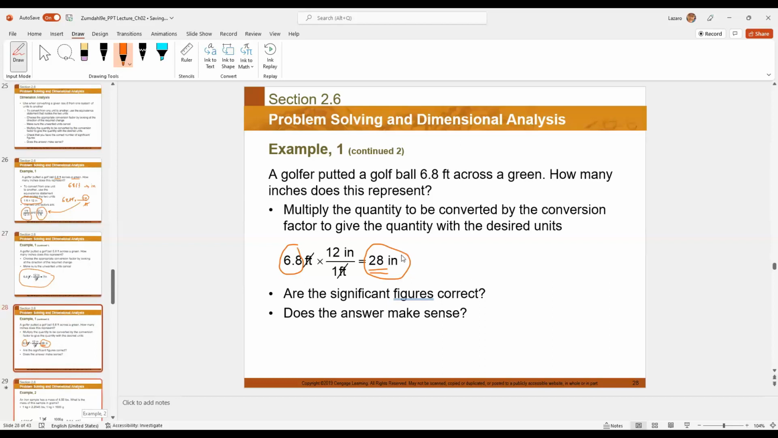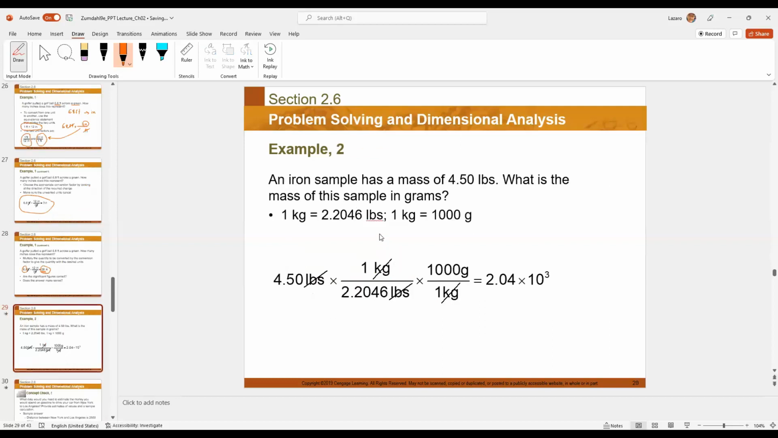This is what we call dimensional analysis, and this is one important thing that you cannot forget at any time. For example, an iron sample has a mass of 4.50 pounds. This is the given number. And what is the mass in grams? Well, first you convert pounds into kilograms using this conversion factor in such a way that you cancel pounds with pounds. And later you use this conversion factor in such a way that you cancel kilograms with kilograms. And here you get the answer.